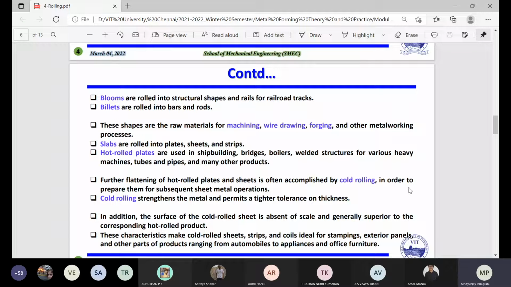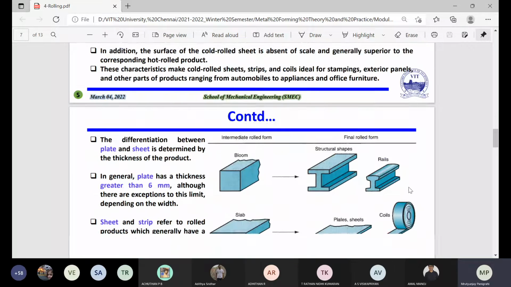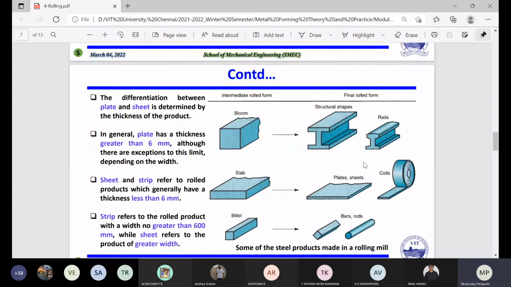Now I have shown you, whatever I told, you have three kinds of form here. One is the bloom. On the left-hand side, you can see this is the bloom piece, this is the slab piece, and this is the billet. This is only a schematic diagram.